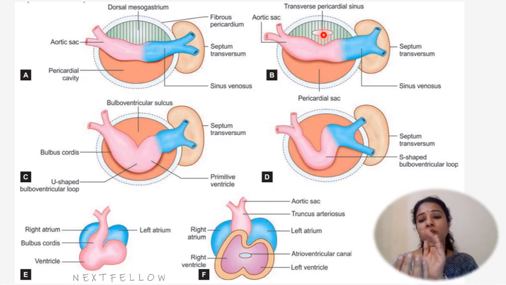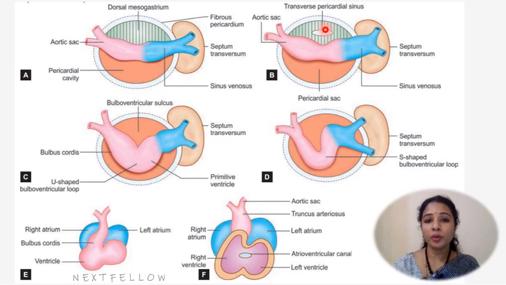So the venous end goes posteriorly and will join with the arterial end posteriorly, and it gets absorbed into the developing heart, forming the smooth posterior part of the atria, especially the right atrium. The posterior part of the left atrium is formed from the absorbed part of pulmonary veins. So this is the basic idea about the looping of the heart.